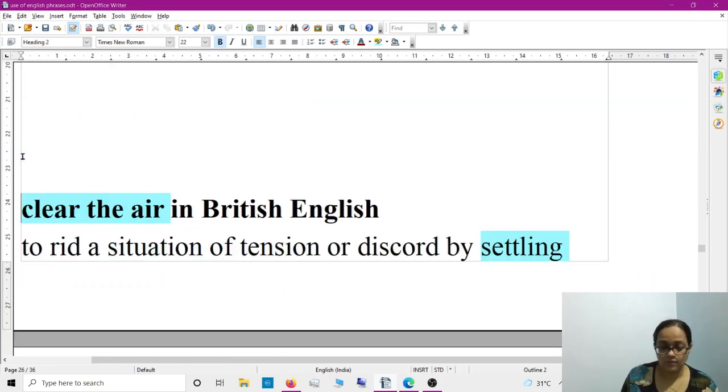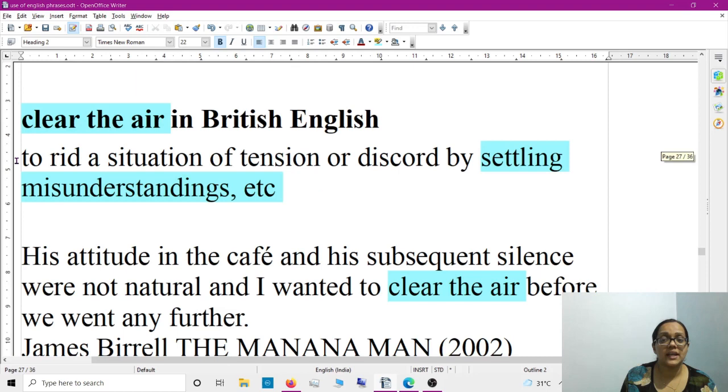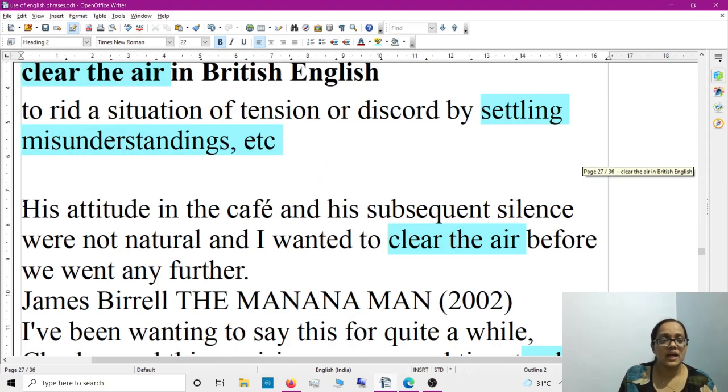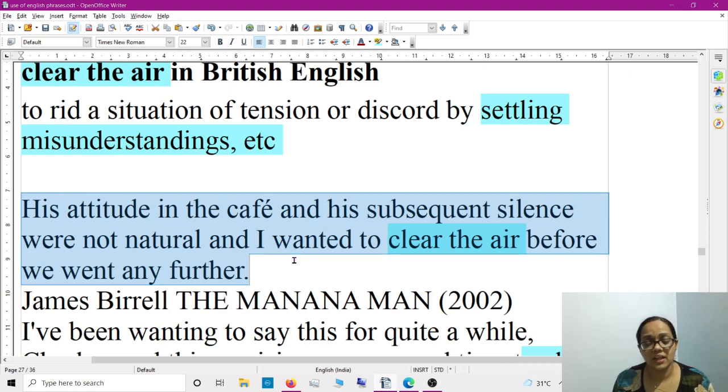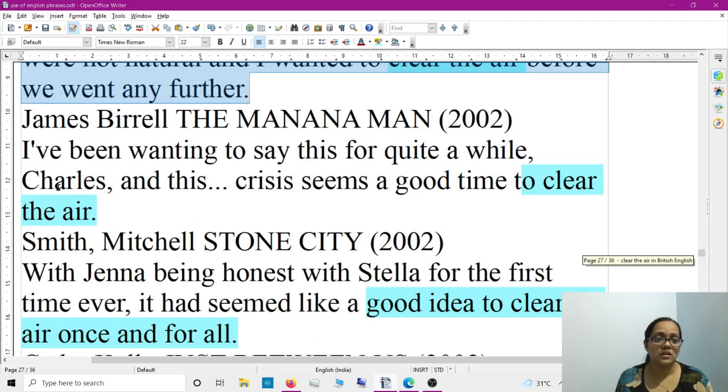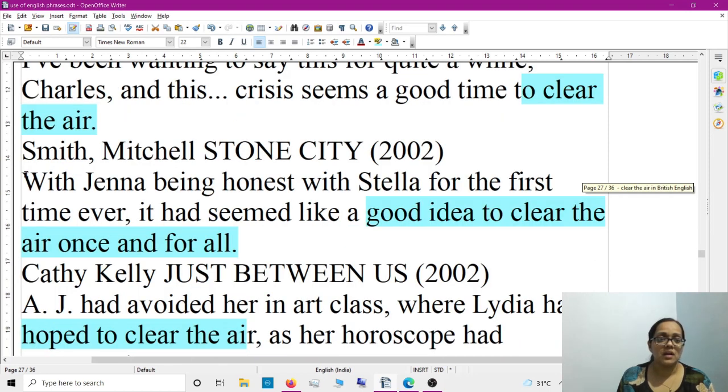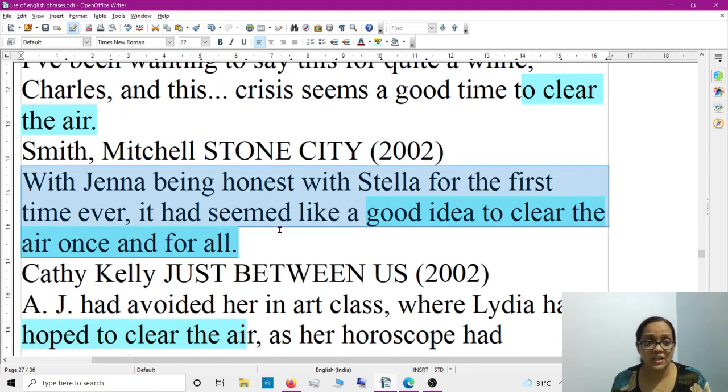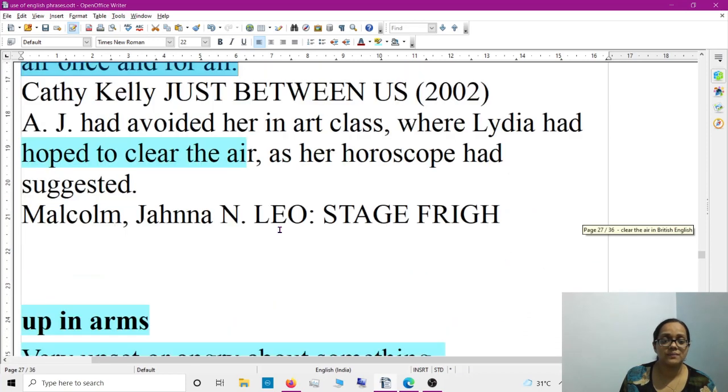Next phrasal verb, clear the air. So clearing a misunderstanding is known as clear the air. His attitude in the cafe and his subsequent silence were not natural. I want to clear the air before we go any further. With Jenna being honest with Stella for the first time ever, it seemed like a good idea to clear the air once and for all.